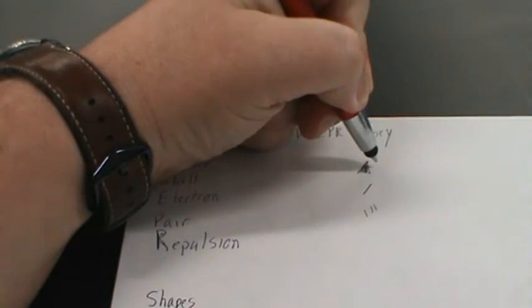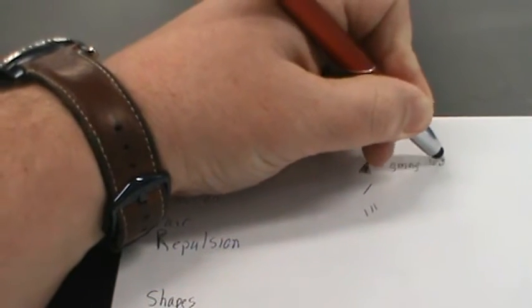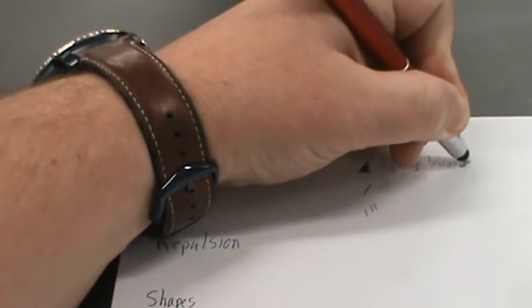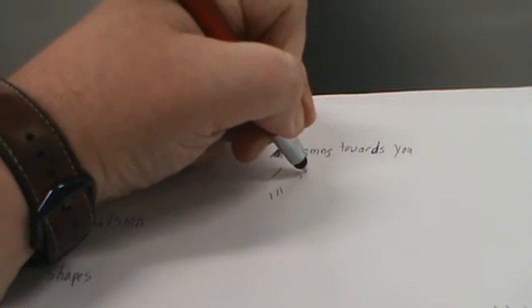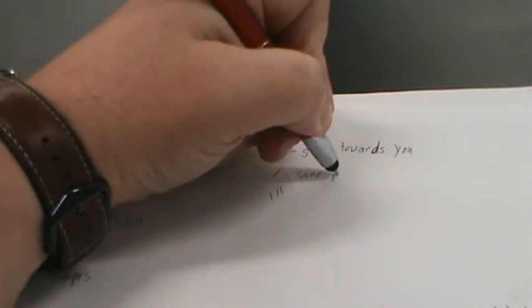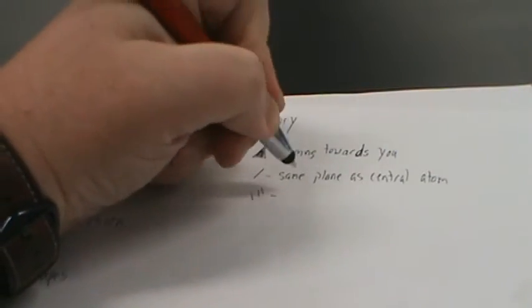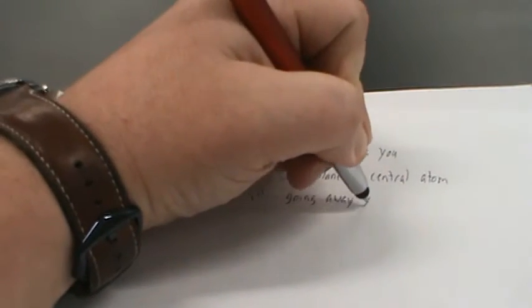If you see a shaded-in triangle, that is telling you that the outer atom is going towards you. If you see a dash, that's telling you that the outer atom is in the same plane as the central atom. And if you see dashes, that means that the outer atom is going away from you.